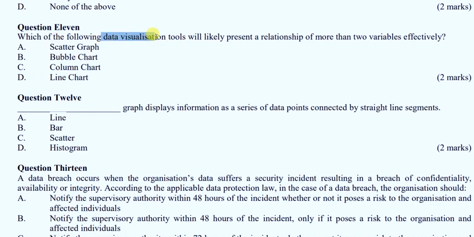Data visualization. What is data visualization? Visualization involves creating visual representations of data in order to better understand and communicate its patterns, trends, and relationships. That is, representing data in diagrams. And there are several types of data visualization tools that can be used to present different types of data, including scatter graph, bubble charts, column charts, line charts, and so on.